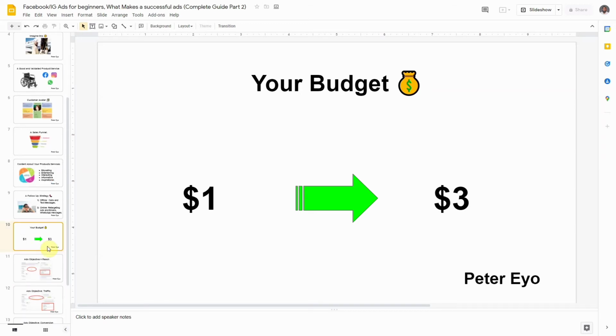Before we get into the next part, I want you to have this in mind. Your ads budget plays a huge role in the success of your Facebook ads, and I'm going to demonstrate that. One thing you should have in mind is that the more money you spend, the more results you get.